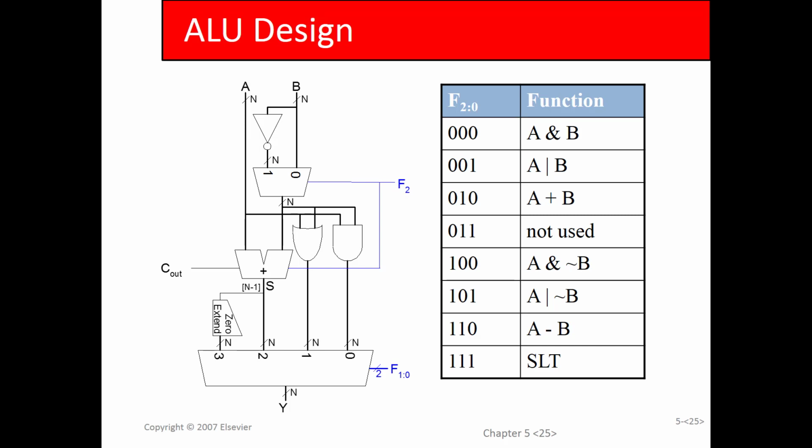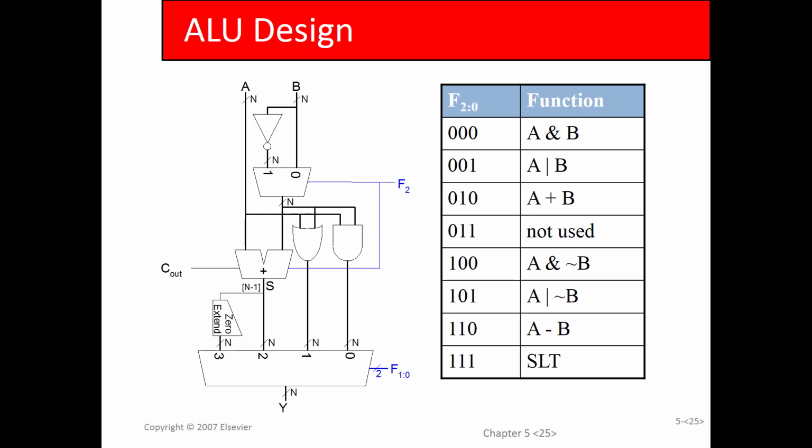Everyone with me? Okay. But by the way, the idea of calculating all of these potential results and only using one is really the essence of concurrent semantics. You do everything at the same time. You do all possible operations, and then you select one at the end with the mux. Right? Okay.